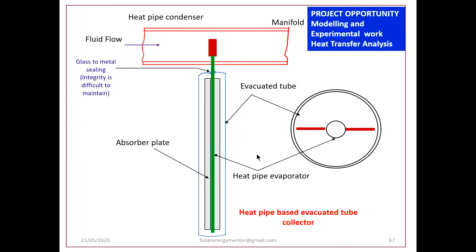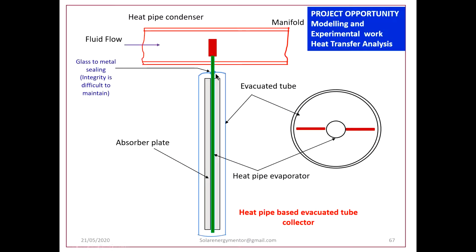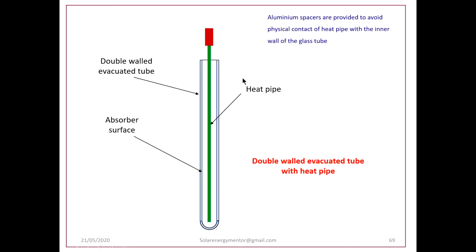So this is one version of evacuated tube collector with heat pipe. Now this problem of sealing is prevented in a second version here. So what is here? It is a double walled evacuated tube. So now this tube is evacuated itself. Now there is no evacuation involved.